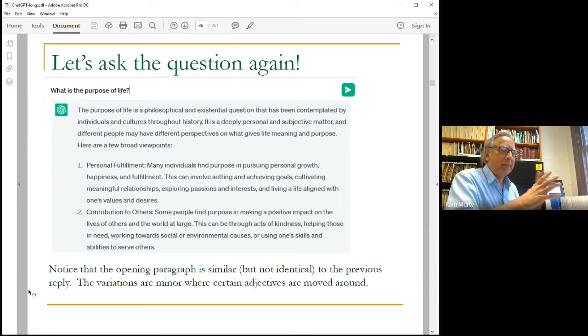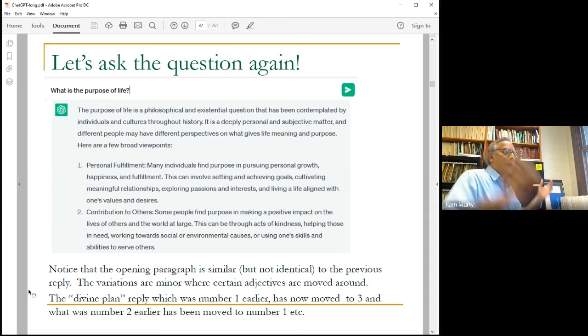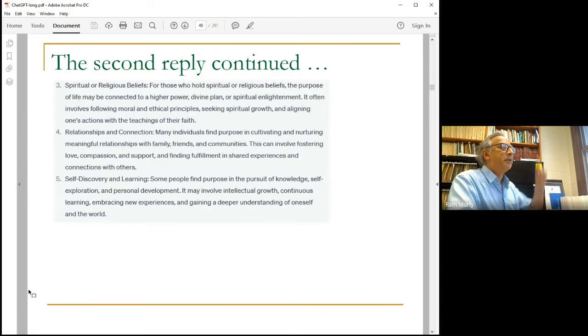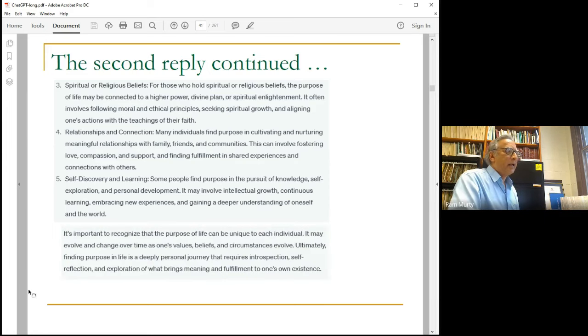This is a very important example which will illustrate to you what it is doing and how it is generating seemingly meaningful sentences. The divine plan reply, which was number 1 earlier, has now moved to number 3, and what was number 2 earlier has been moved to number 1. And so the second reply continues. All of a sudden, the divine plan enters at number 3. Spiritual or religious beliefs. For those who hold spiritual or religious beliefs, the purpose may be connected to a higher power, and so on and so forth. Relationships and connection, self-discovery and learning. So these are more or less the same responses as before. The variations are minor, and it's just a reorganization.